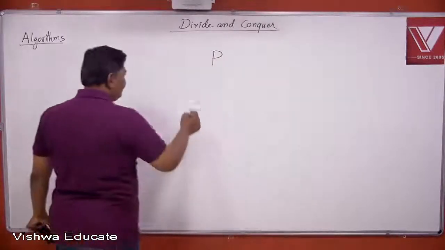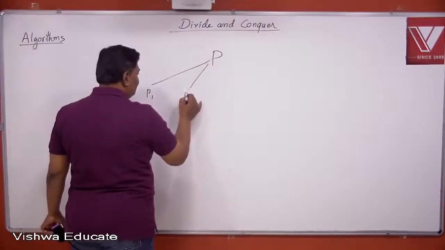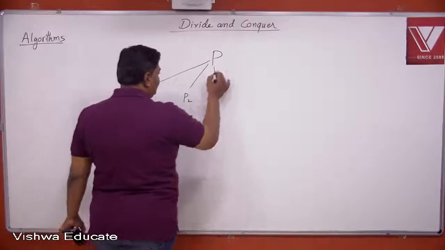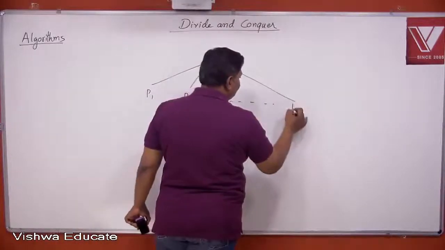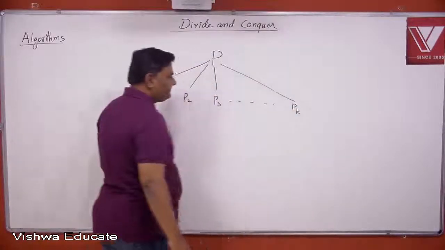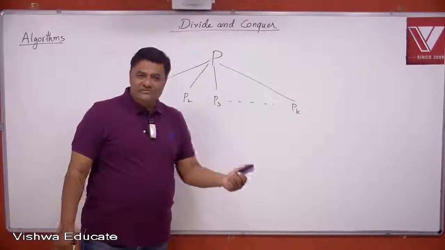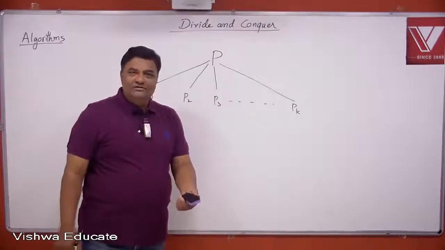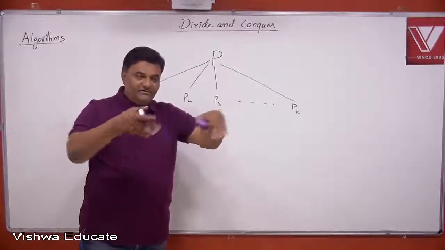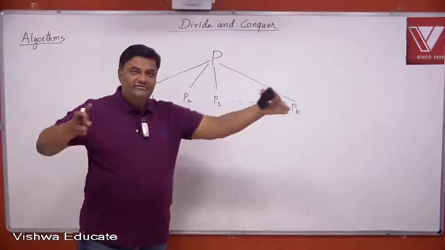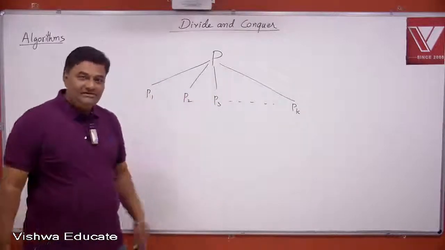Divide and conquer strategy says to divide the problem into sub-problems P1, P2, P3 going on to some K sub-problems. Two or more sub-problems, minimum 2. It cannot be one, because one means it is the same problem only. So split the actual problem into 2 parts or 3 parts or 4 parts or 10 parts, whatever it is, K parts, any number of parts.